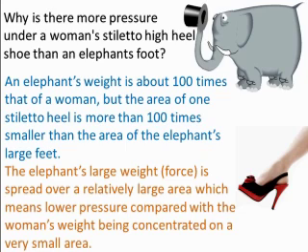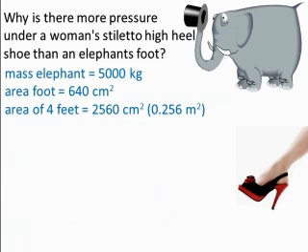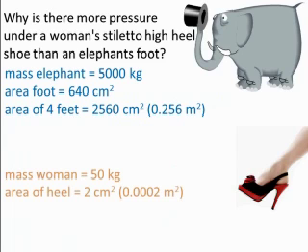My goodness. Let's do a calculation to check out if this is true. Having checked the stats on Google, the mass of an elephant is about 5 tons, so 5,000 kilograms. The area of 1 foot is about 640 square centimeters, so 4 feet would be 4 times that. And for a woman, 50 kilograms, and the area of just the one heel, 2 square centimeters.